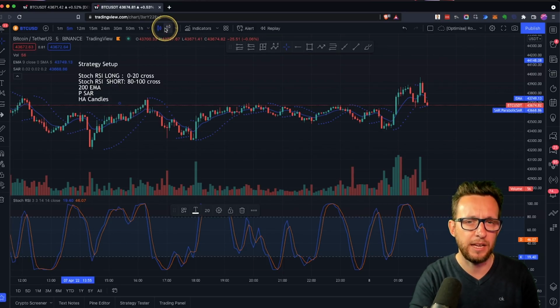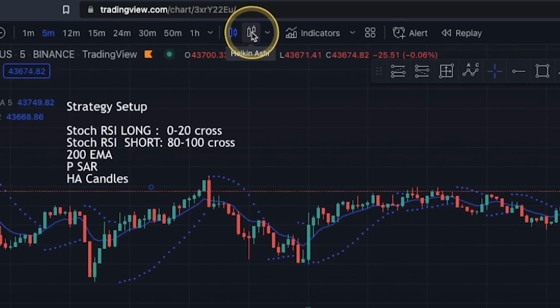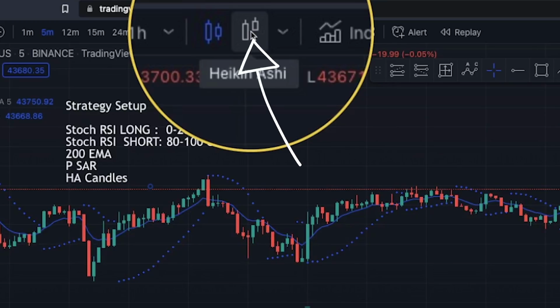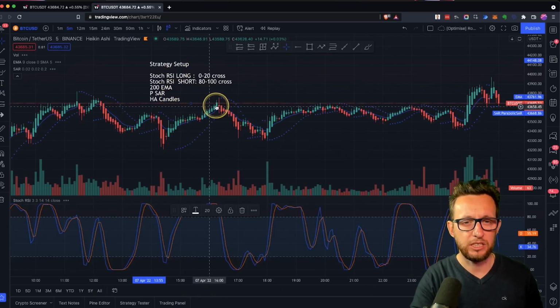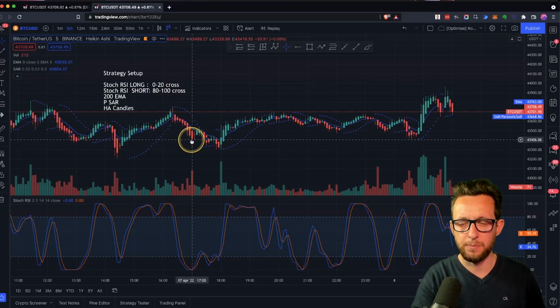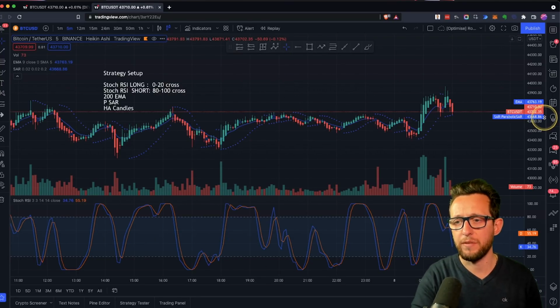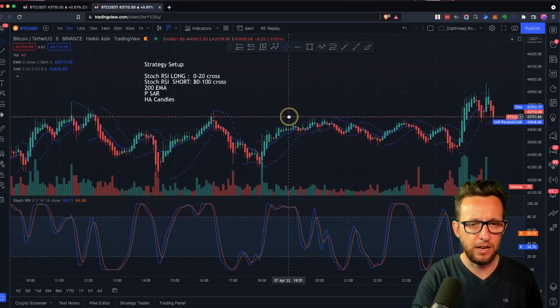The last configuration that we're going to be adding is the Heikin-Ashi candles. To do that, you just have to go up here and click just there. That's going to change our candles into these nicer looking candles, but you do have to be careful because they do have a completely different algorithm.